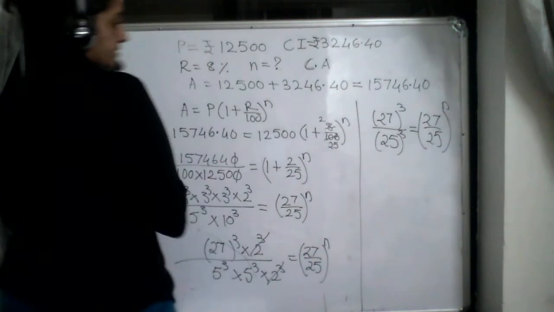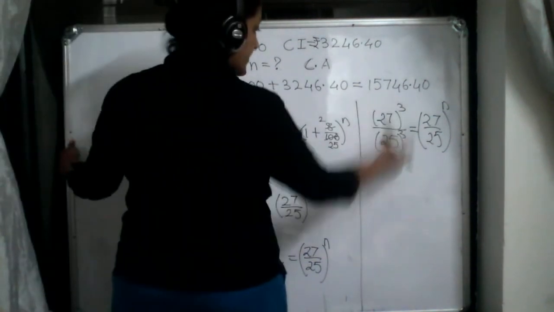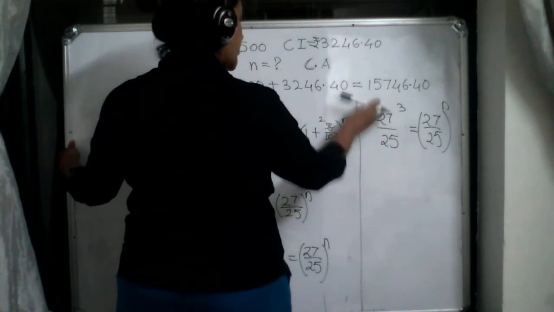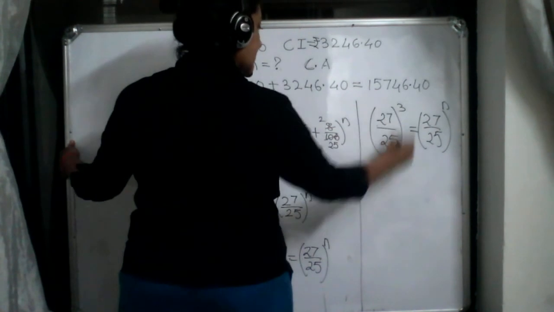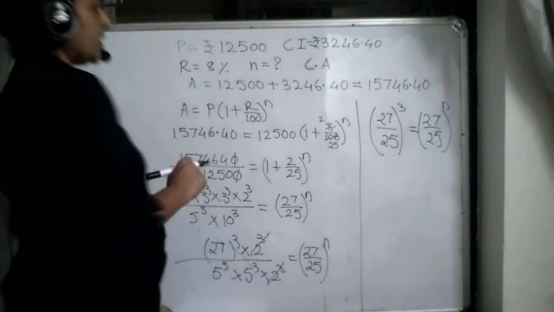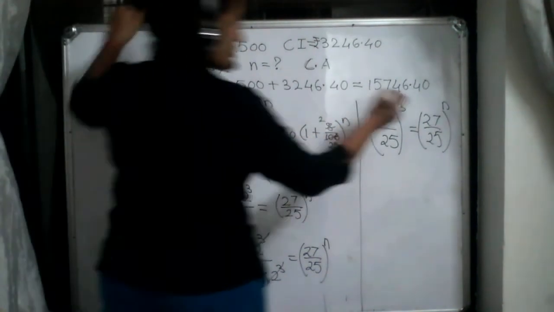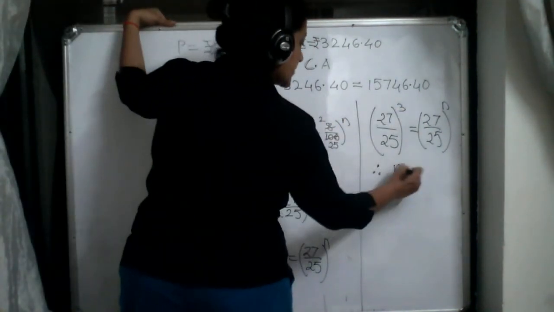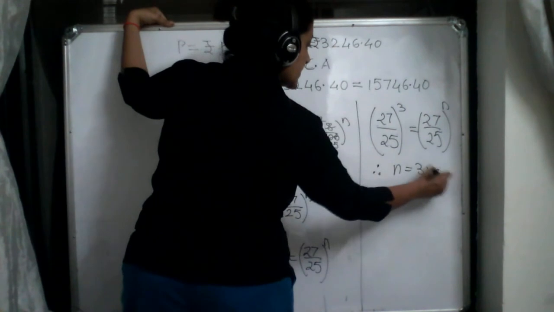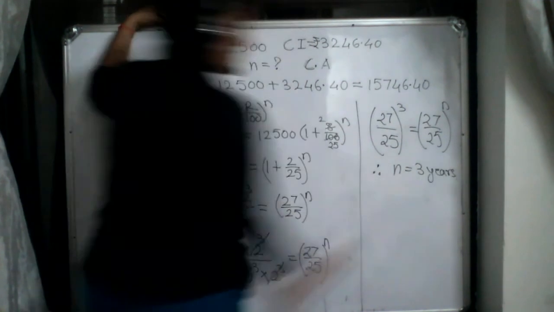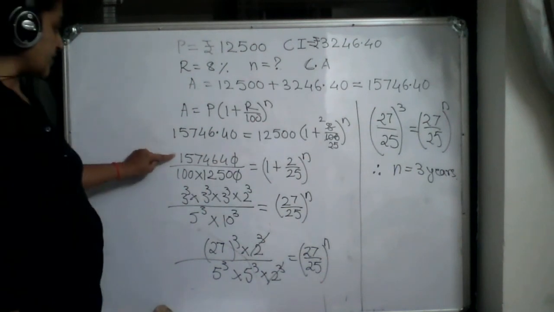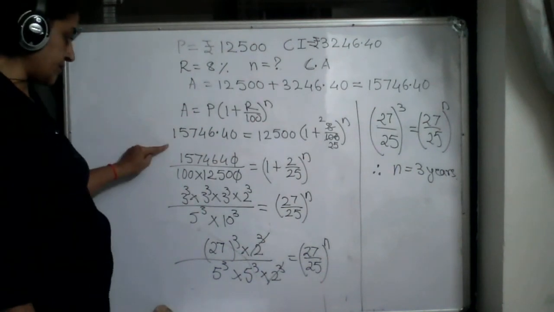So what does this mean? These two can be written in one single bracket also, children, because the exponent is same, then the bases can be taken under bracket. So as the bases are same, you can equate the exponents, hence n is equal to 3 years. Hope it is clear now for all of you. So taking the prime factors of this is important.